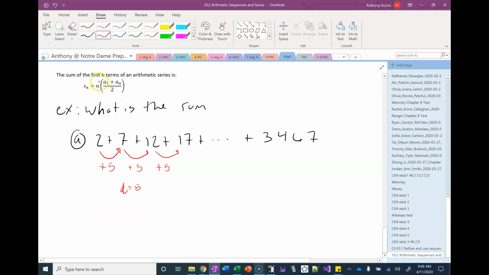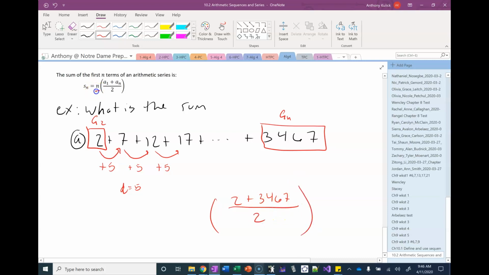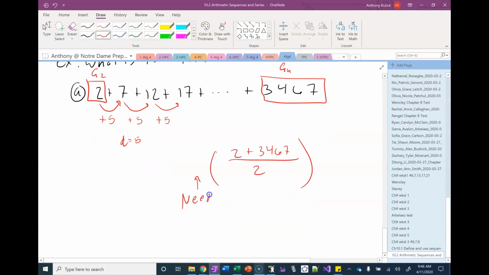So what I'm going to need for this formula is the number of terms times the first term plus the last term divided by 2. Well, I know the first term, that's 2, and I know the last term, that's 3,467. What I don't know is the n. So how can I figure out the n for 3,467? Well, I can do that if I know the equation or the rule for this arithmetic sequence.